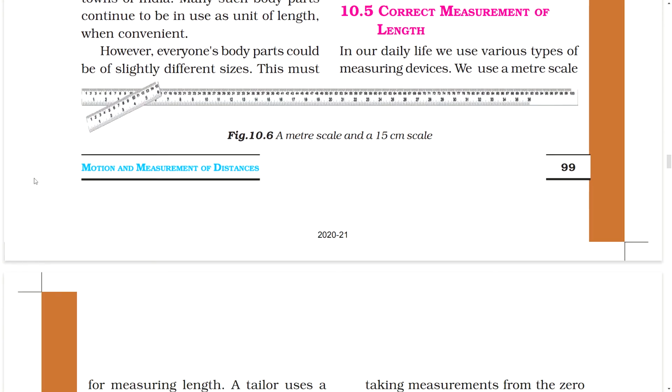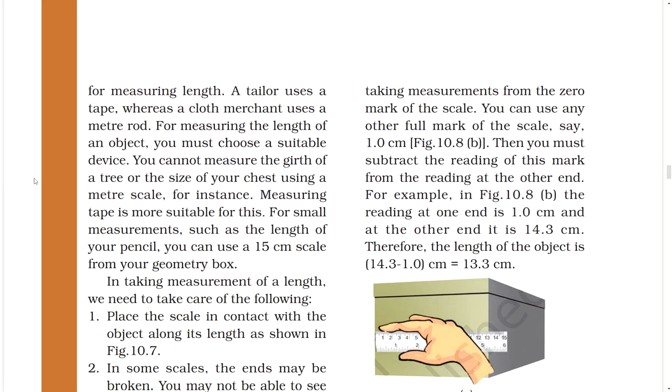10.5 Correct measurement of length. In our daily life, we use various types of measuring devices. We use a meter scale, figure, a meter scale and a 15 centimeter scale. For measuring length, a tailor uses a tape, whereas a cloth merchant uses a meter rod. For measuring the length of an object, you must choose a suitable device. You cannot measure the girth of a tree or the size of your chest using a meter scale. For instance, a measuring tape is more suitable for this. For small measurements, such as the length of your pencil, you can use a 15 centimeter scale from your geometry box. In taking measurement of a length, we need to take care of the following.